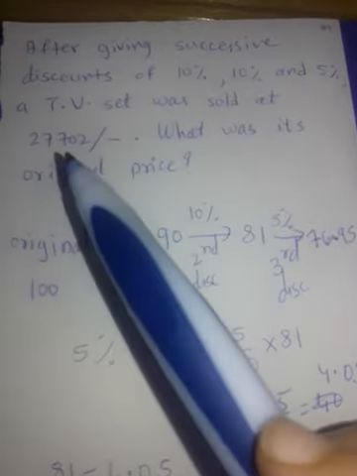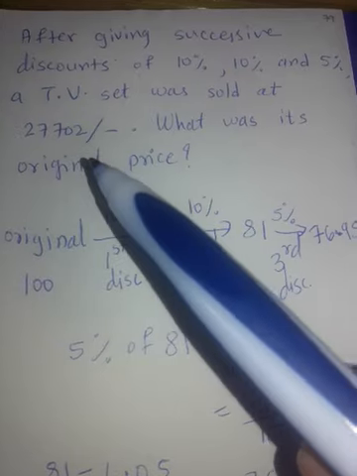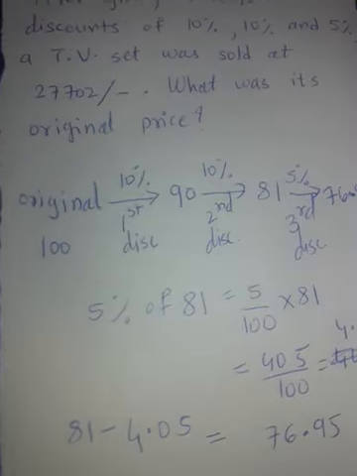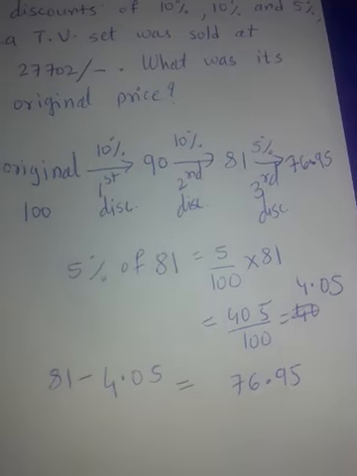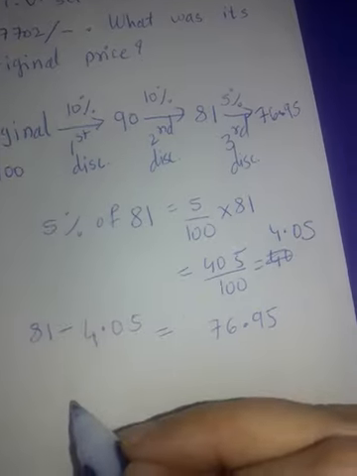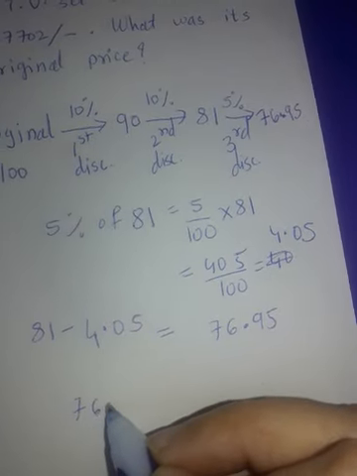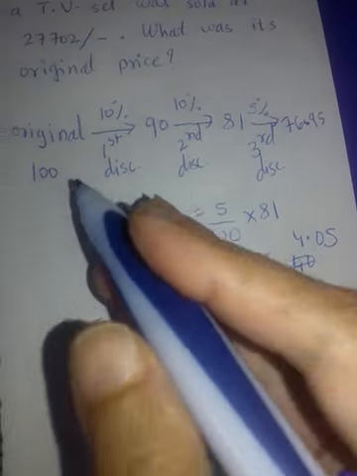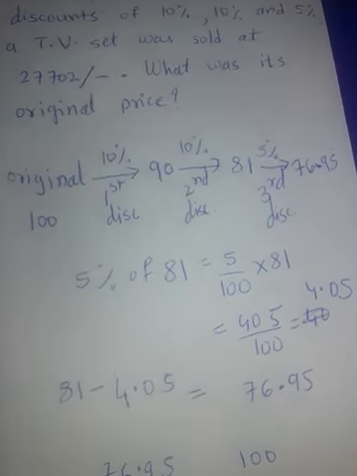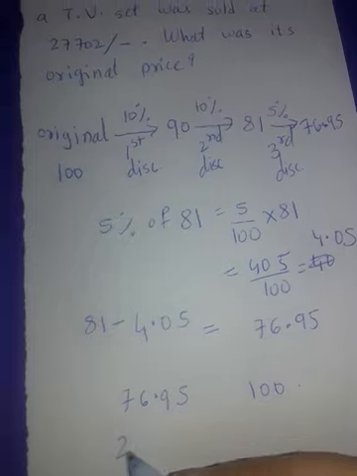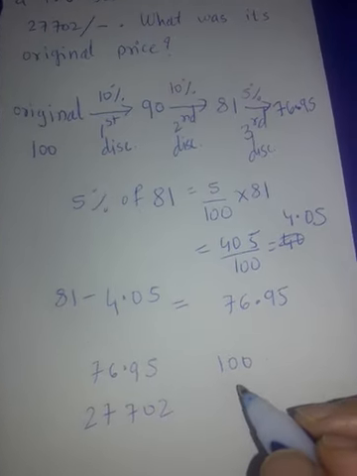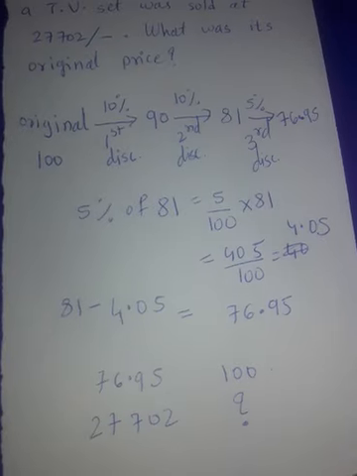But what is the actual selling price of the TV? It is 27,702 and we need the original price. So how can we solve it? If the latest price is 76.95, the original is 100. If the latest, that is after giving all discounts, is 27,702, then what is the original?